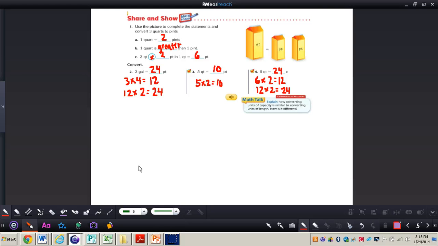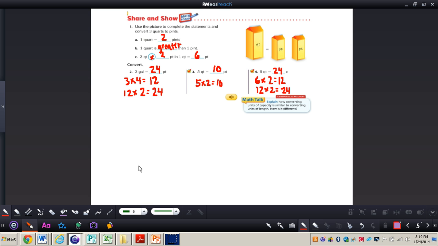Now, one thing I do want you to do is explain in your math journal how converting units of capacity is similar to converting units of length, and how is it different. Okay, now what I want you to do is think about it's the same, or it's similar, because you multiply when you're going from a larger unit of measurement to smaller, and you divide when you're going from a smaller unit of measurement to larger. However, it is different because we are using different units of measurement.